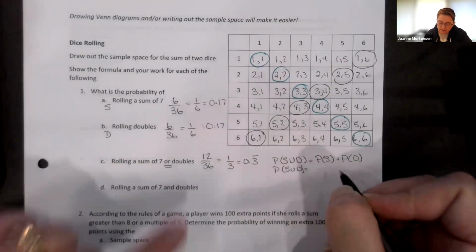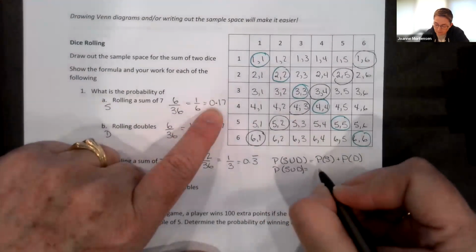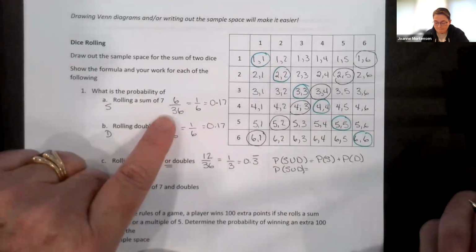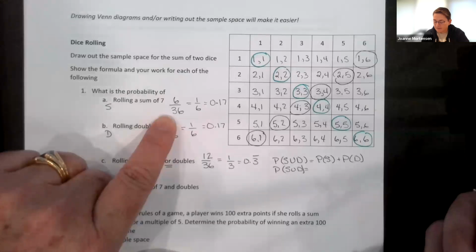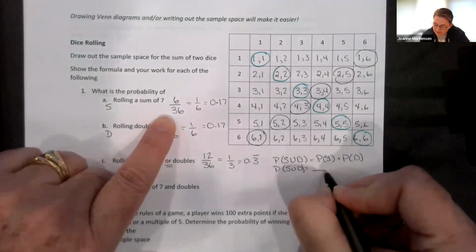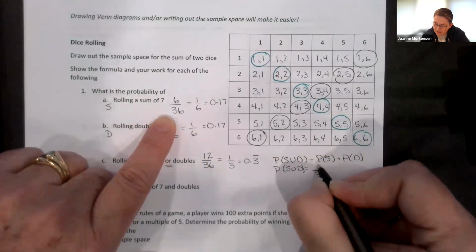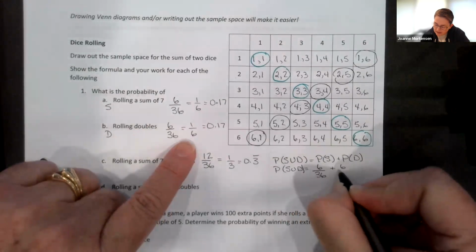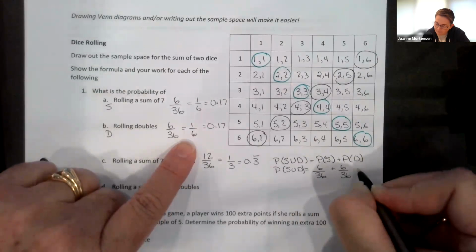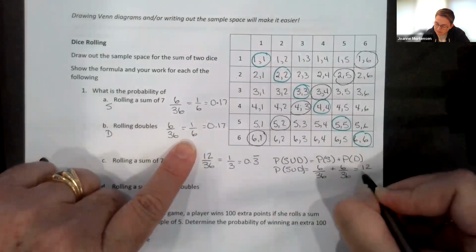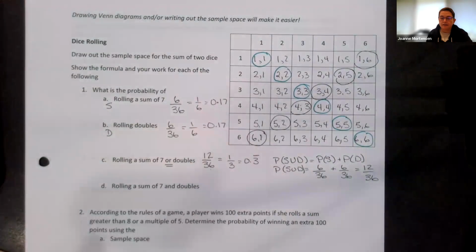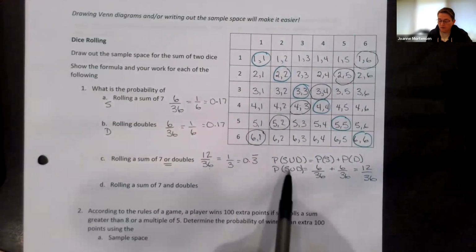So the probability of 7 we just did here. I'm going to do it like I normally would. There's 6 of them, plus rolling doubles, 6 out of 36, is equal to 12 out of 36, which we already have. It's right there. So formula, yep.